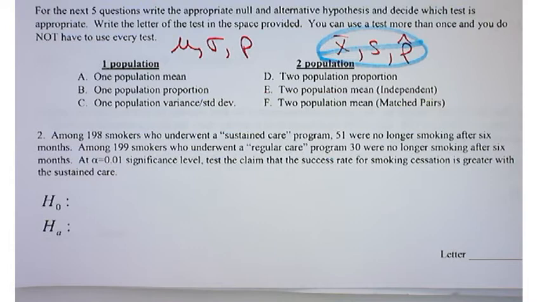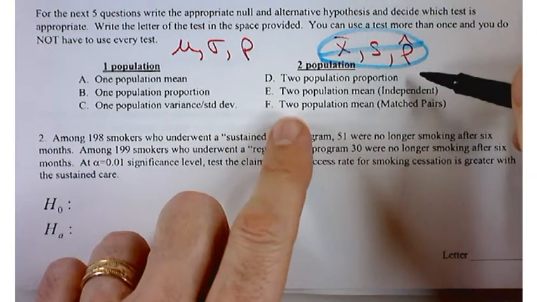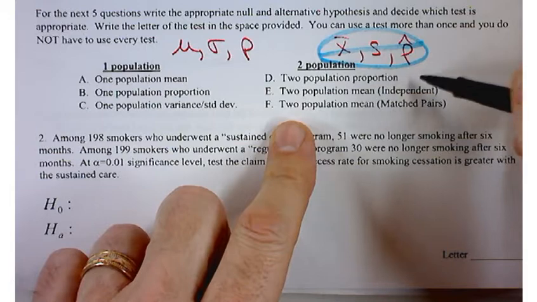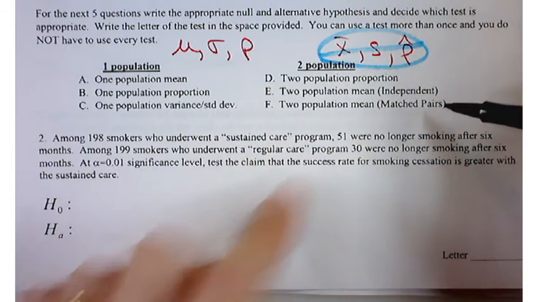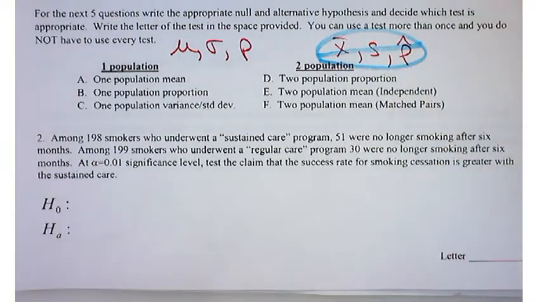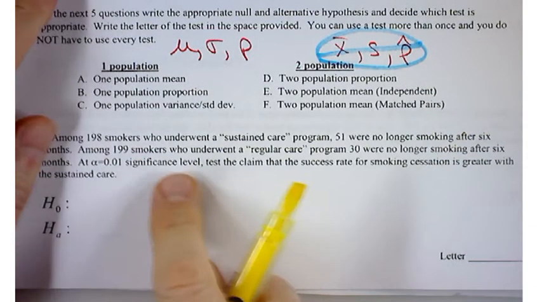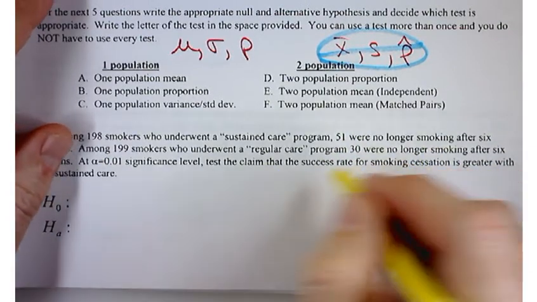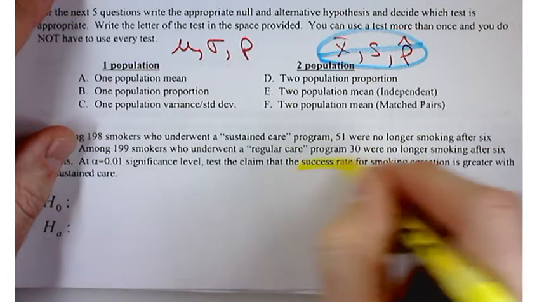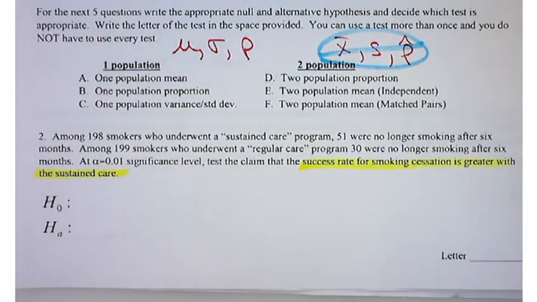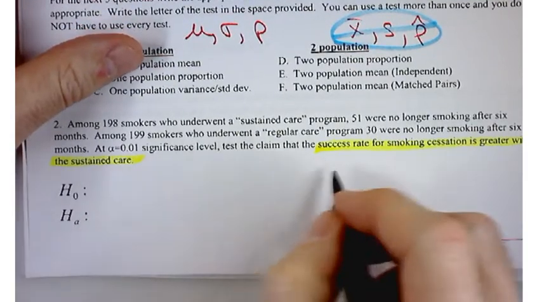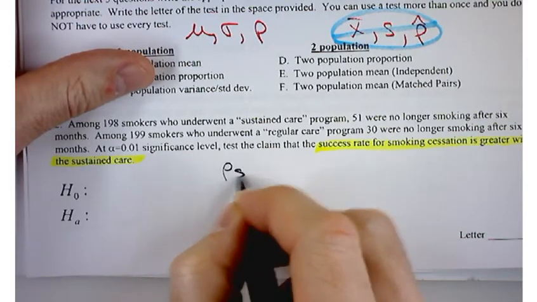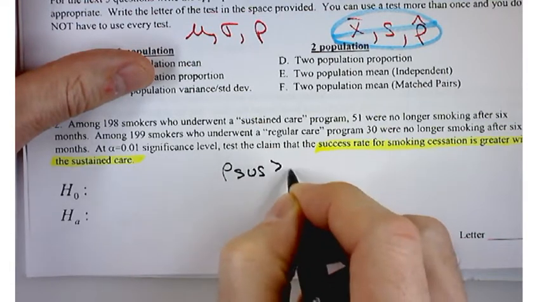First things first, 1 population or 2 populations? 2. All right, clearly 2. And what amongst these am I testing? Proportion, mean independent, or mean matched pairs? Proportion. Good. So we're testing the claim that the success rate for smoking cessation is greater with sustained care. Right there. So I like it if you use things that are reflective of the problem. So this would be the proportion that quit with sustained care is greater than the proportion with regular care.